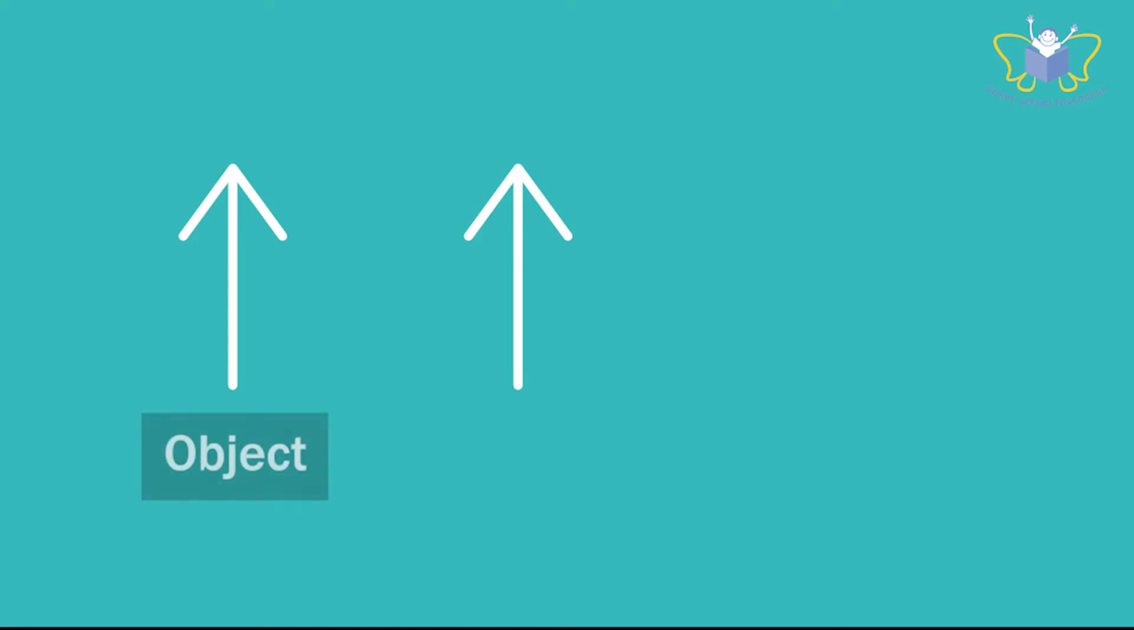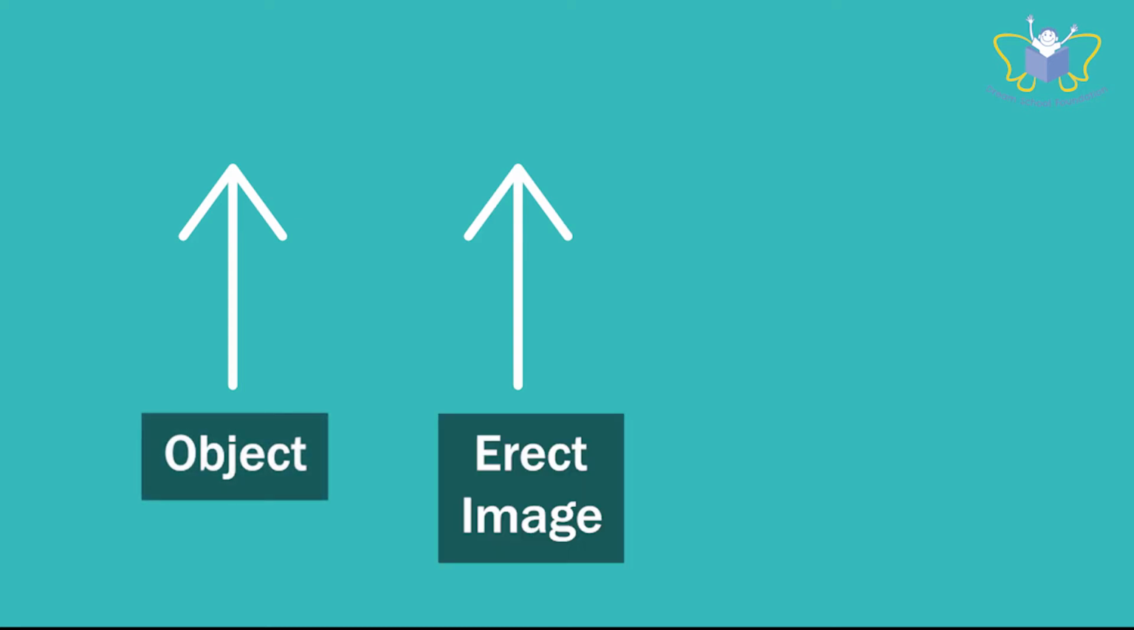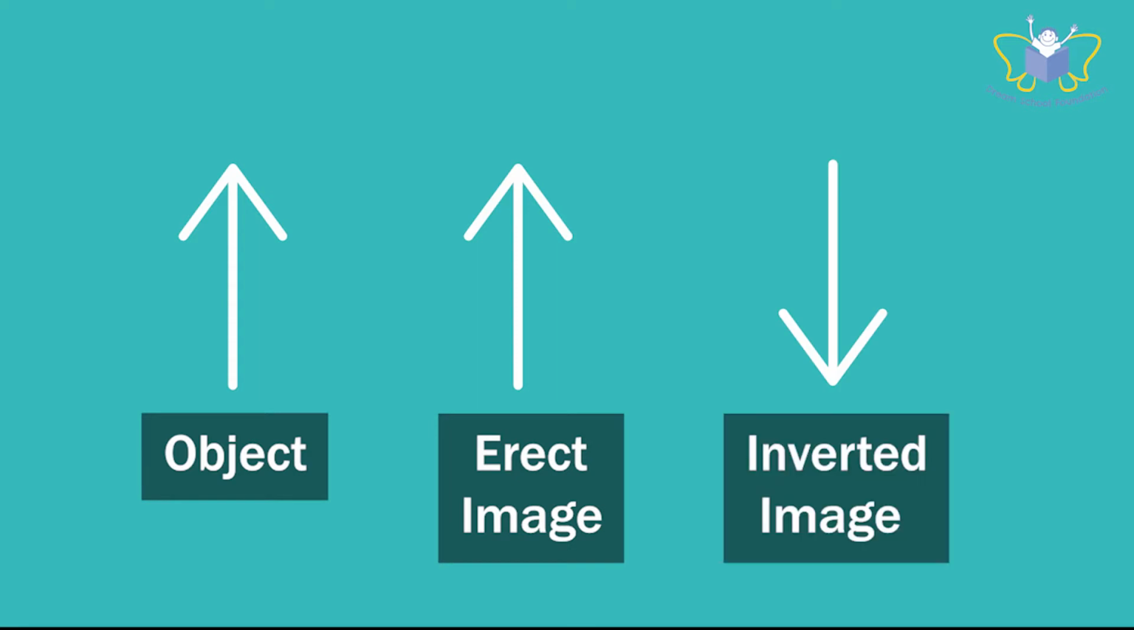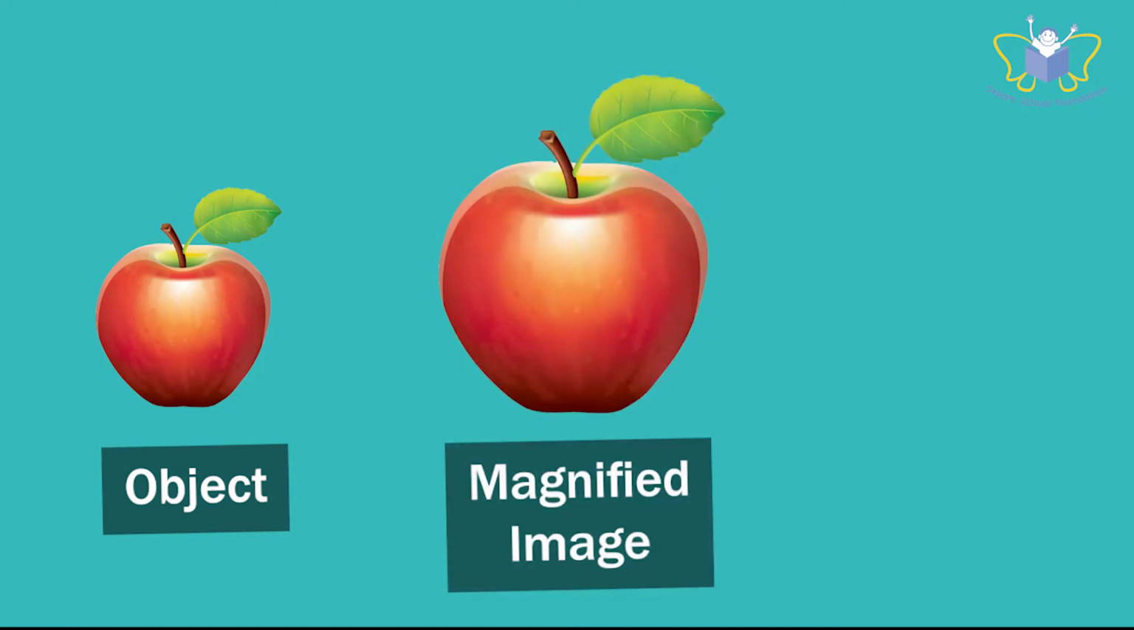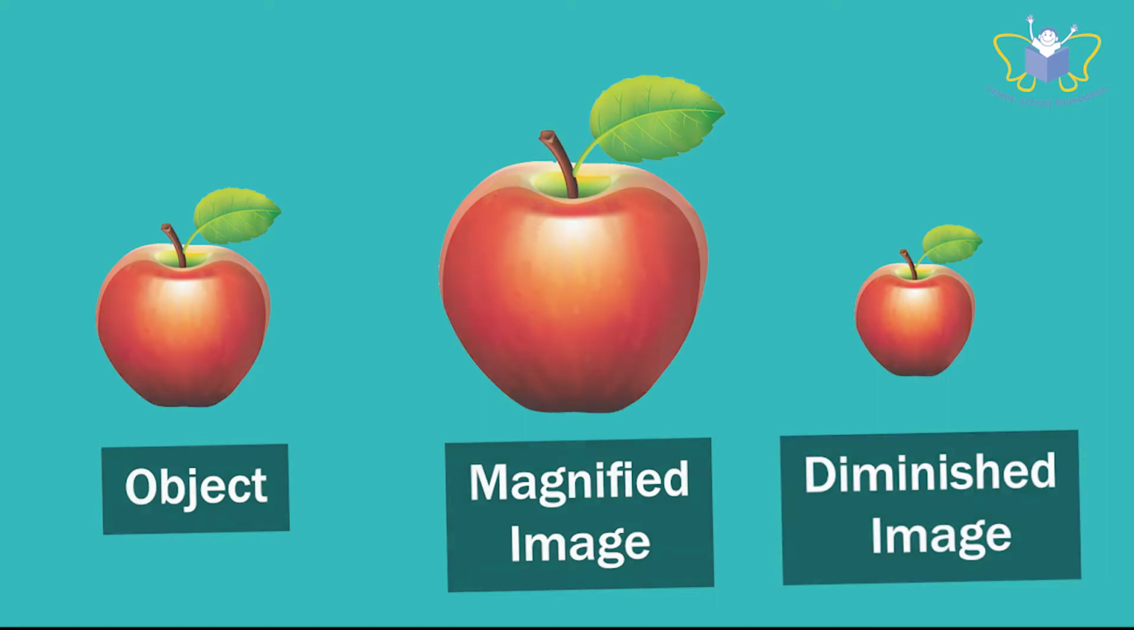If the placement of the image is exactly as that of an object, it is called as an erect image. If the placement of the image is upside down when compared to the object, it is called as an inverted image. If the size of the image is larger than that of the object, it is termed as a magnified image. If the size of an image is smaller than that of an object, it is termed as a diminished image.